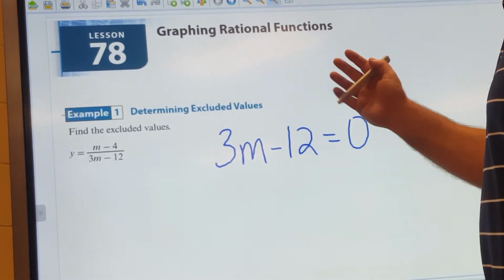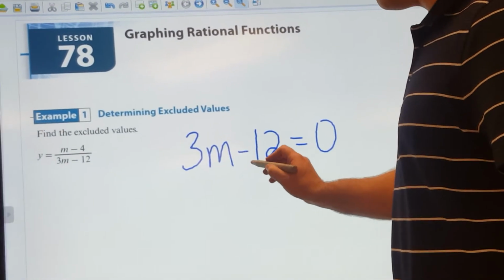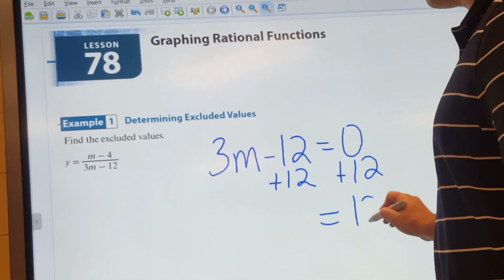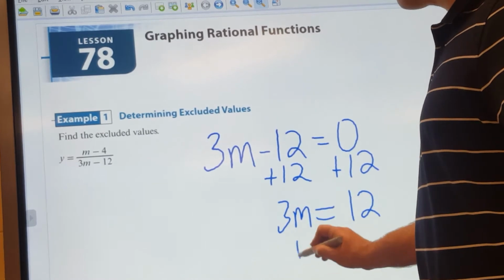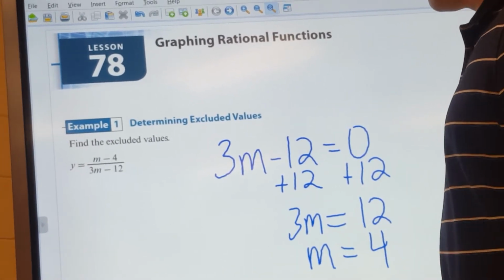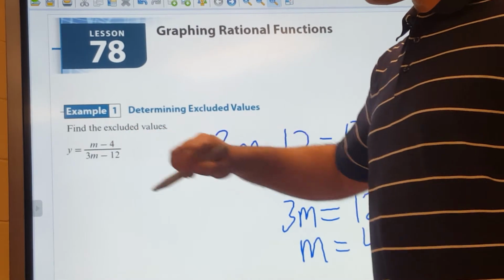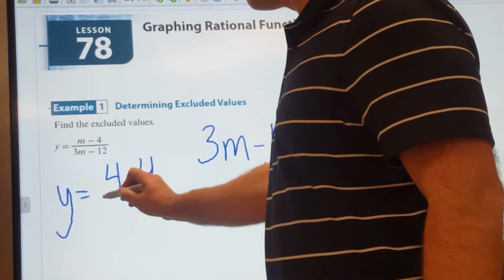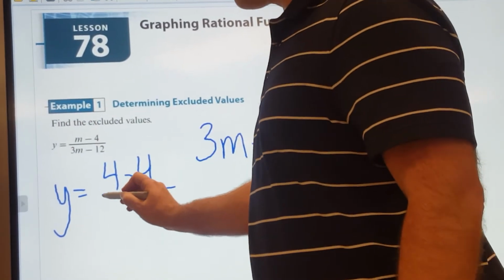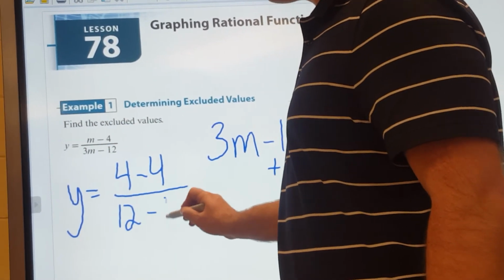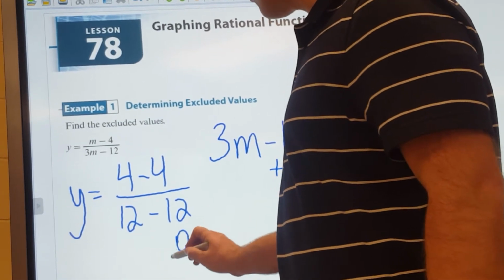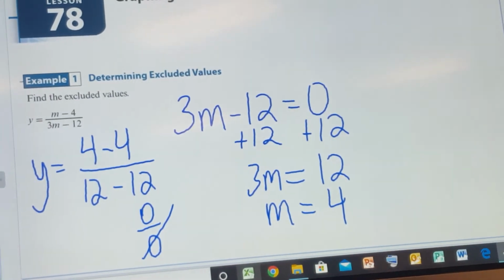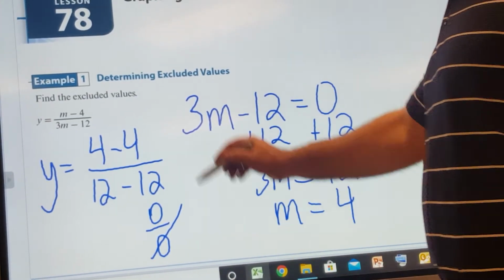All right, good. So we solve this like a normal equation to figure out what the value would be. Add 12 to both sides, so we get 12 is equal to 3m. Divide by 3, so we get m is equal to 4. If I put 4 back into this equation, in the denominator we get 3 times 4, 12, minus 12. The problem is that you get 0 divided by 0, and you can't have 0 in the denominator. So that's what we call an excluded value.